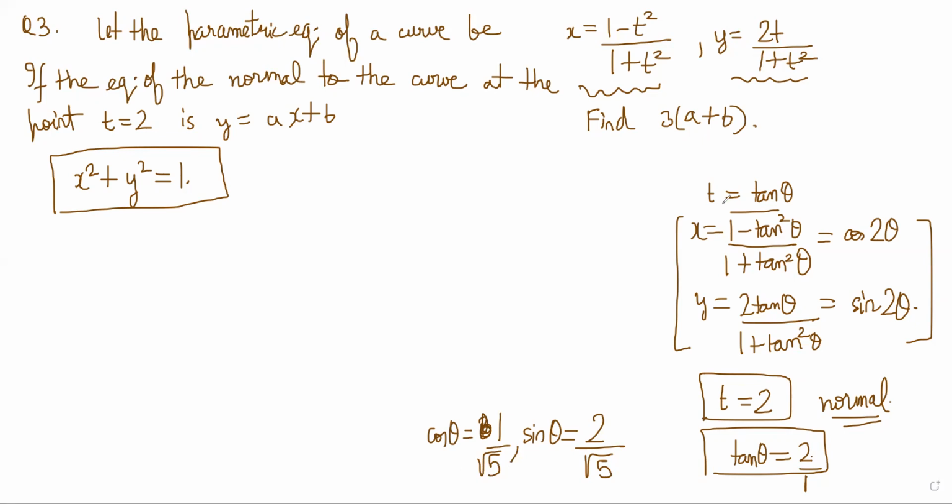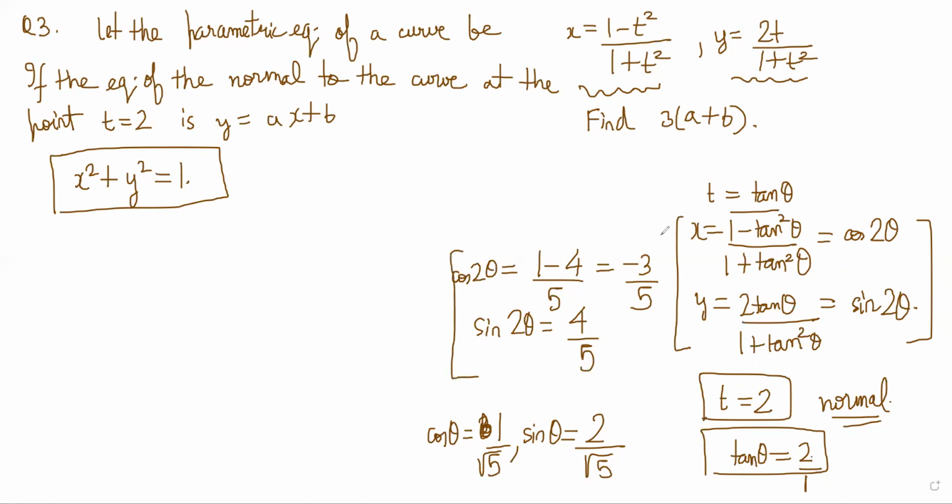So cos 2 theta and sin 2 theta, that is what we have to find out. What is cos 2 theta? Cos 2 theta will be cos square theta minus sin square theta. So 1 minus 4 by 5, so minus 3 by 5. And sin 2 theta is actually equal to 2 sin theta cos theta, so 4 by 5, right? These are the values of cos 2 theta and sin 2 theta at this particular point.